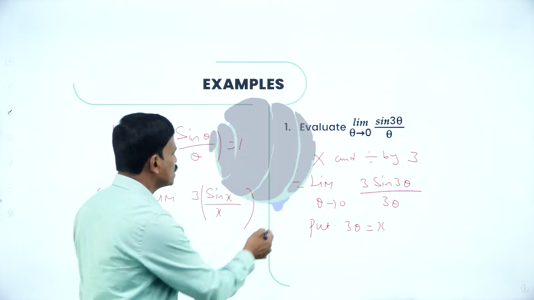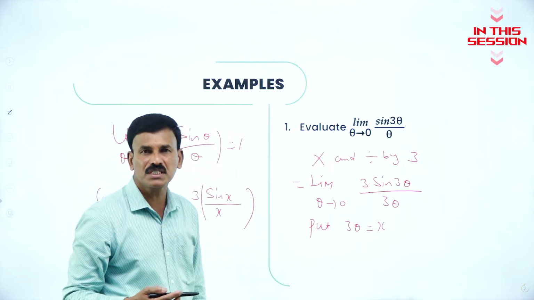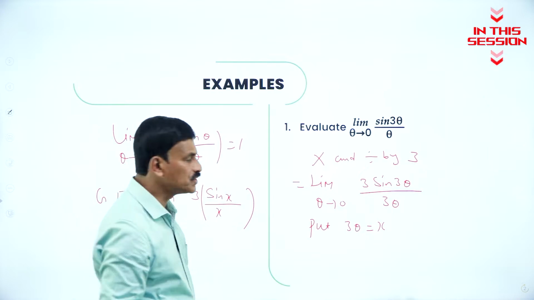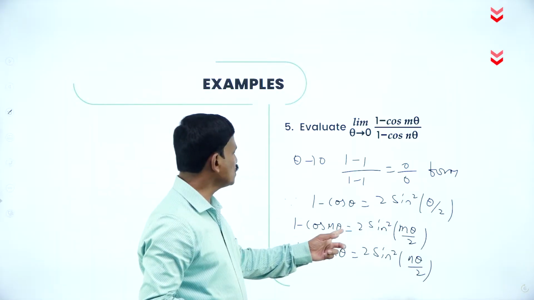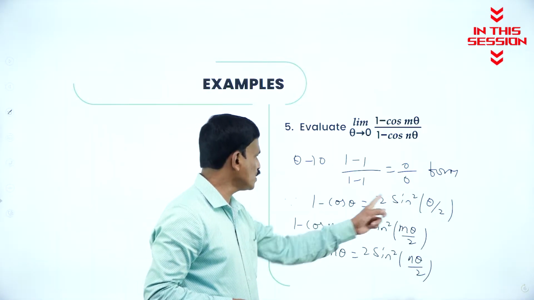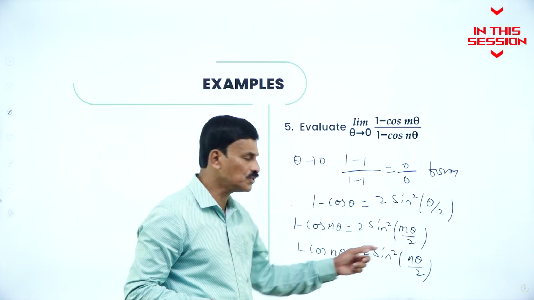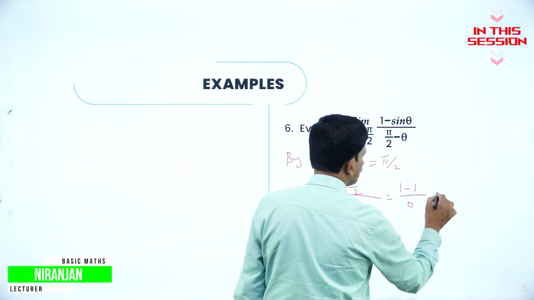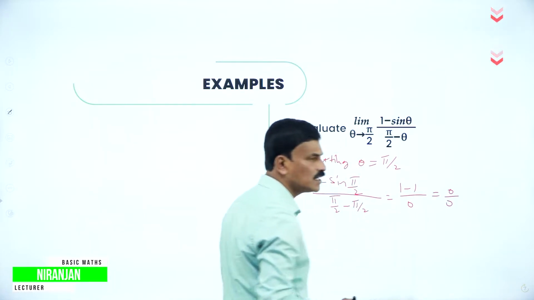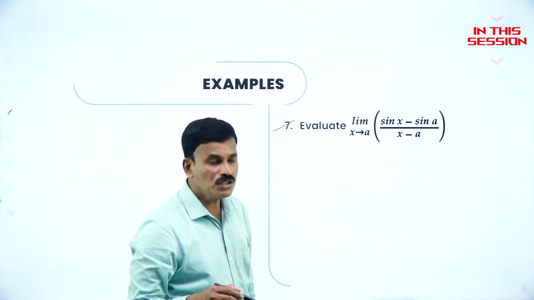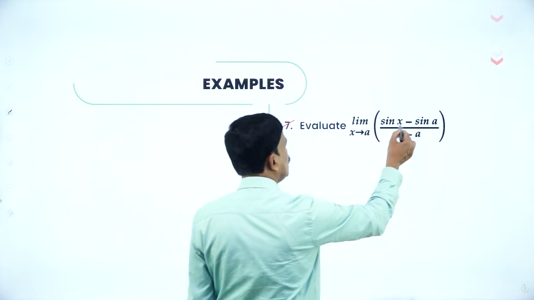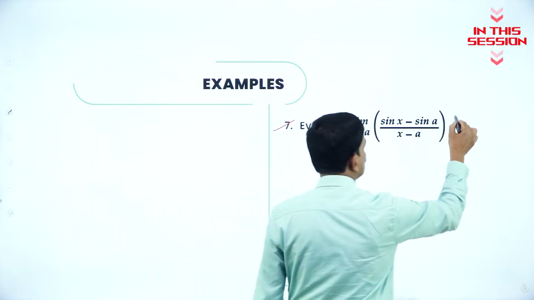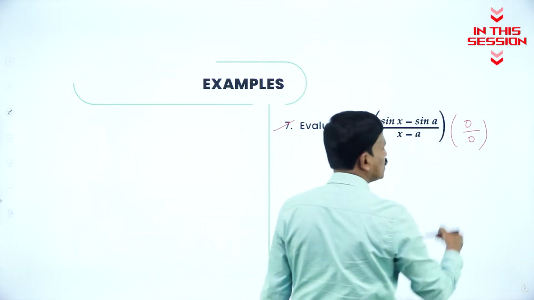What happens to this theta? Whenever substitutions are taken, the value of the limit also changes. 1 minus cos m theta is equal to 2 sin square, instead of theta it is m theta by 2. Sin 0 is 0. Sin 90 is 1. 1 minus 1 by 0, that is 0 by 0, which is an indeterminate form. So if you put x is equal to a in sin a minus sin a by x minus a, you will get 0 by 0, which is an indeterminate form.